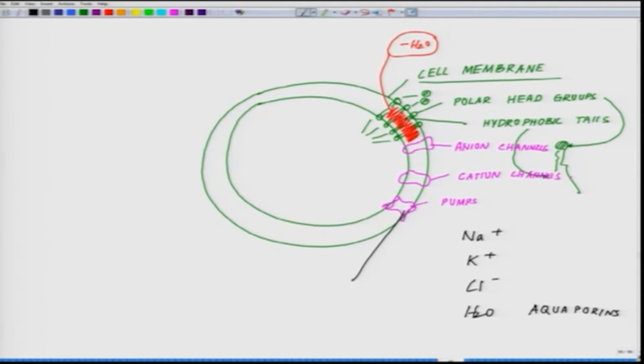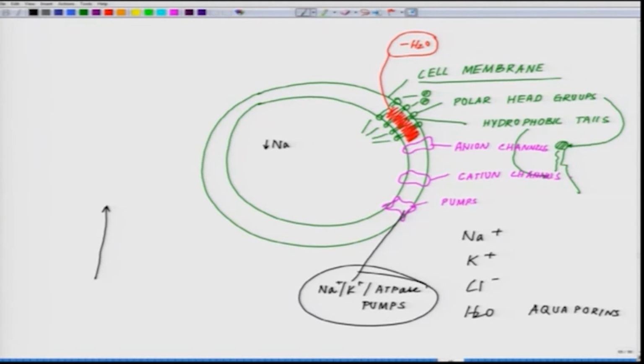At this point, as we move to the kidney, digestive system and other places, we will talk about other kinds of pumps. We will be talking about sodium, potassium ATPase pumps. So, earlier to this, I told you that inside the cell, sodium is low as compared to outside.